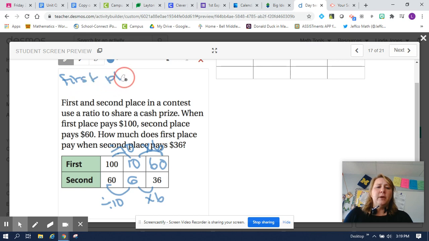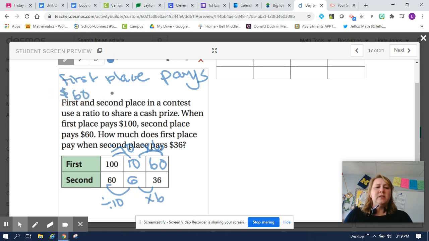and I wish I would have put, and I will, on yours, I'm going to put some text boxes. So then you'll have to answer in a sentence. If it's a story problem, first place pays $60.